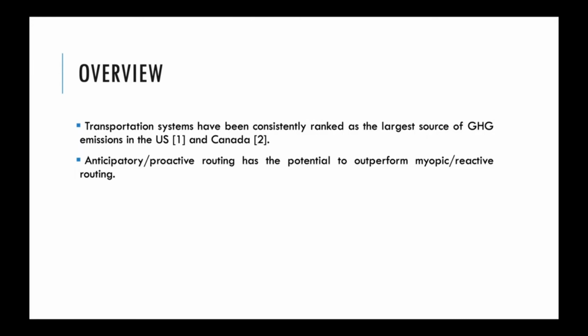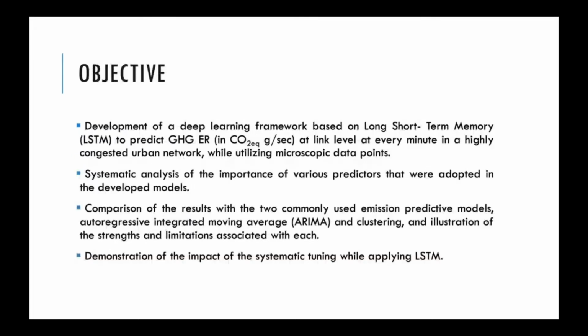So there are two main facts. The first, transportation systems have been consistently ranked as the largest source of greenhouse gas emissions in the United States and in Canada. The second fact is that anticipatory routing has the potential to outperform myopic routing. When we say anticipatory routing, we mean that the cost on link for routing should be predicted of a future time step, while myopic or reactive routing requires that the cost at the current time step or a previous time step. So this triggered the need for predictive models to route vehicles proactively.